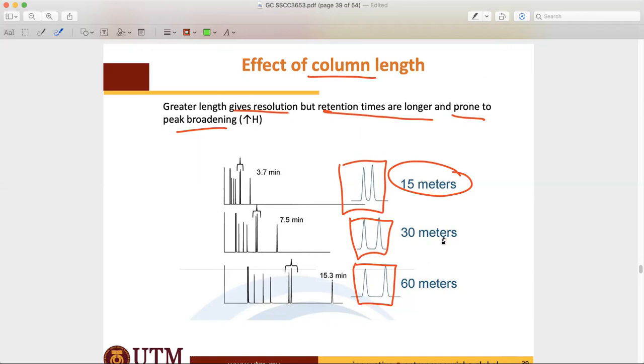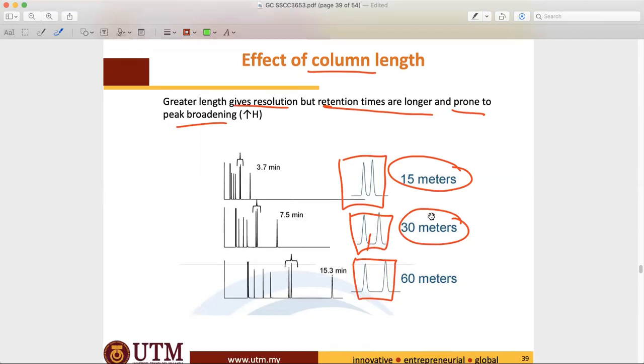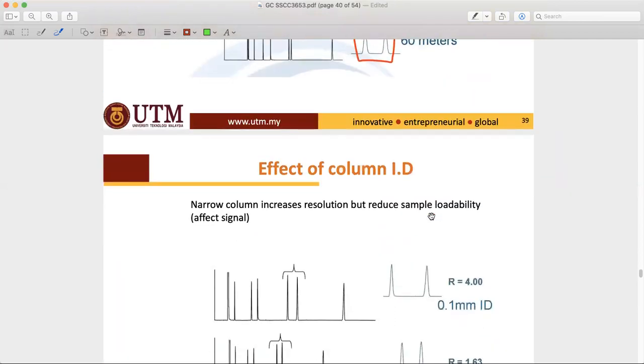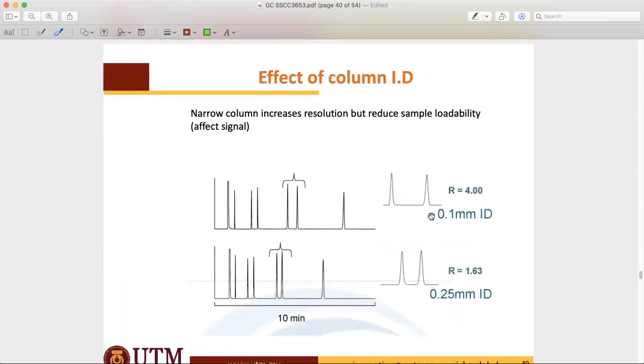So which one is better? In my opinion, the 30 meters is much better because you achieve a good resolution but also don't suffer a very long retention time. So you need to find something in the middle in terms of choosing the right column, the right column with the right length and the right polarity. The effect of column ID, column internal diameter, also would affect your separation.